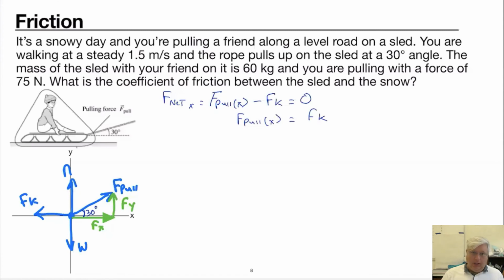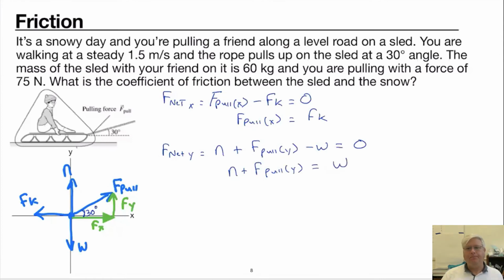Then for the y, our net force along the y-axis, well, the normal force is up. The y component of the pull is up, and then the weight is down. And that all has to equal out to 0. We could simplify that a bit. We could say that the normal force plus the force of the pull, the y component, is equal to the weight. Okay, and so we did a little bit of simplifying.